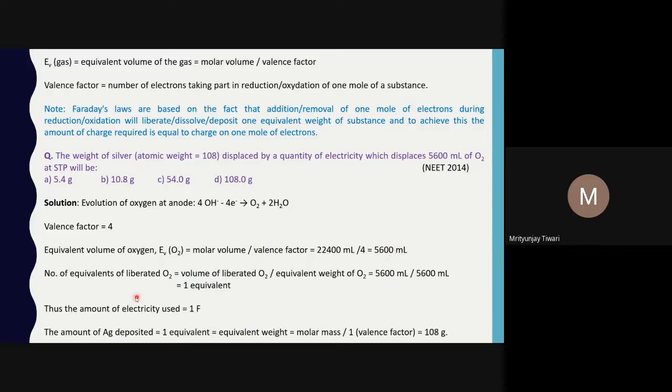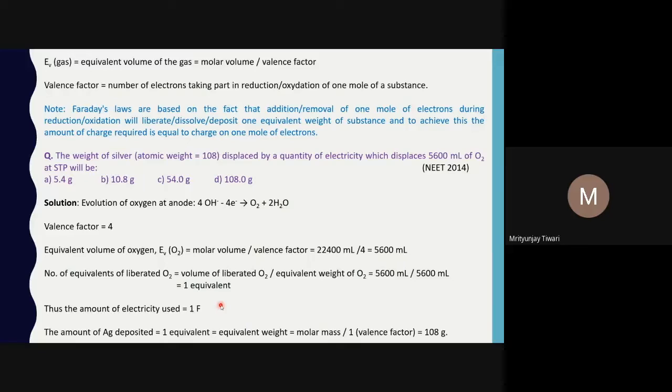56,600 ml. So the number of equivalents of liberated oxygen is what? The volume of liberated oxygen divided by the equivalent weight of oxygen. So one equivalent. The number of equivalents of oxygen is 1. Thus the amount of electricity used is 1 Faraday. 1 Faraday means 1 equivalent of electricity.